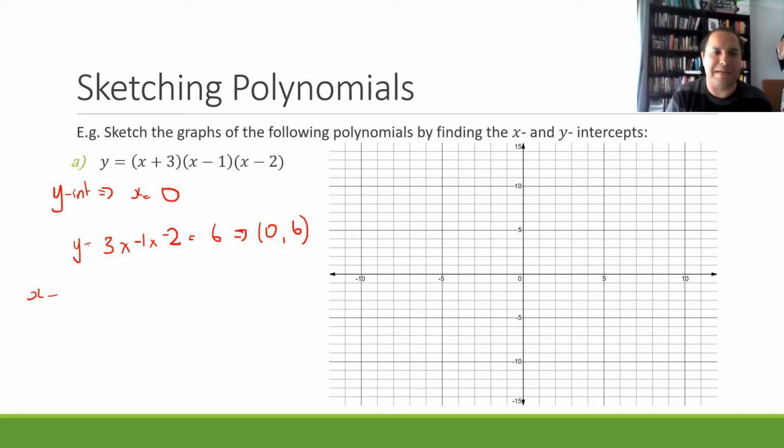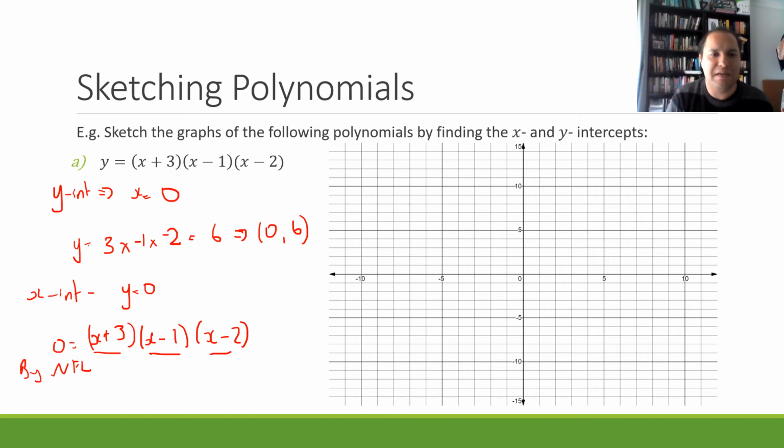Now for our x-intercepts, that means y equals 0. So 0 equals x plus 3, x minus 1, and x minus 2. This is just a null factor law problem. By null factor law, each of these factors must equal 0. So we can say that x could equal -3 from this first term. x minus 1 could equal 0, so x could be 1. Or x minus 2 could equal 0, so it could be +2.